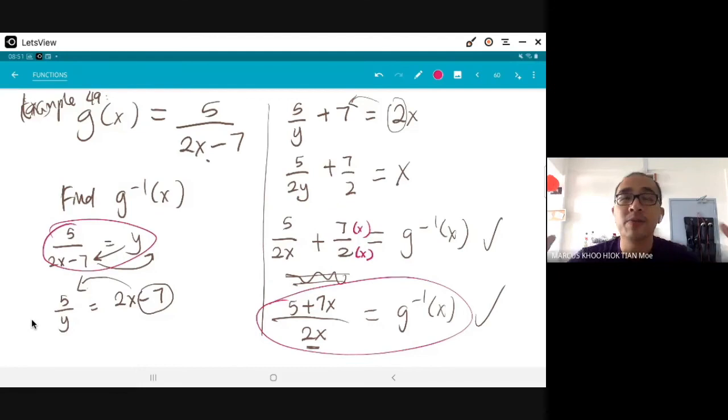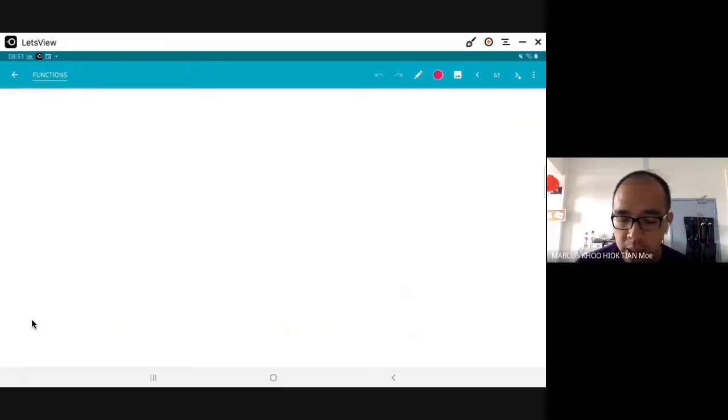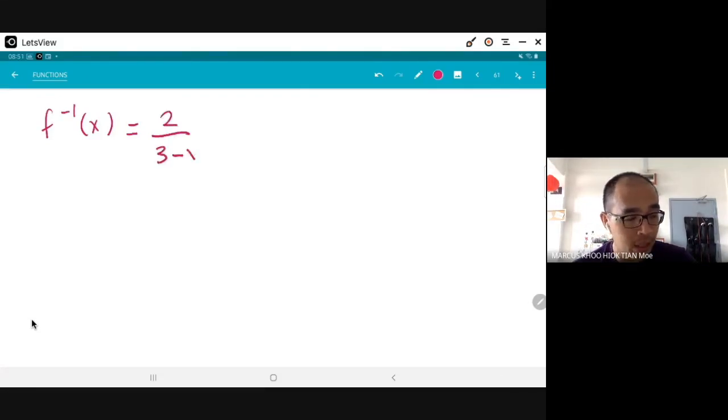Now I give you the inverse function of x equals 2 minus 3 minus 2 over 3 minus x. My question is: find f(x). Now I give you the one that has already been inverted, and I ask you to find the original. Give it a try. I'll give you 4 minutes to do this.